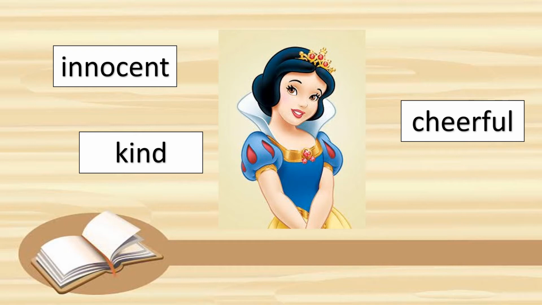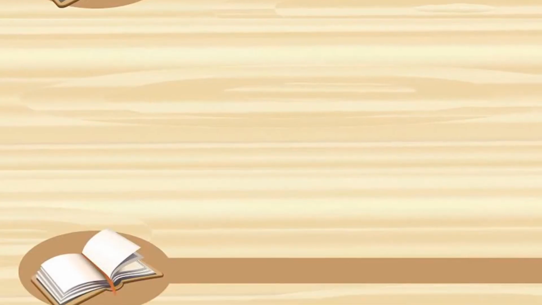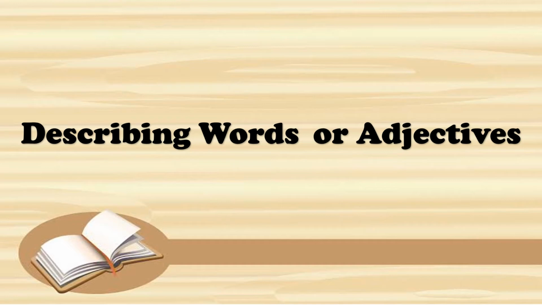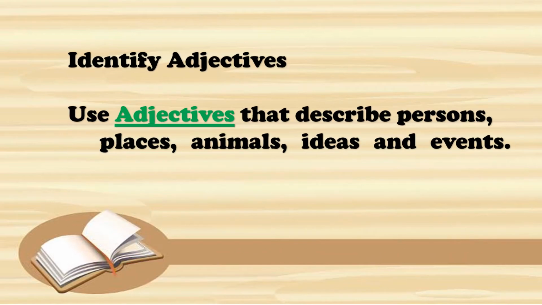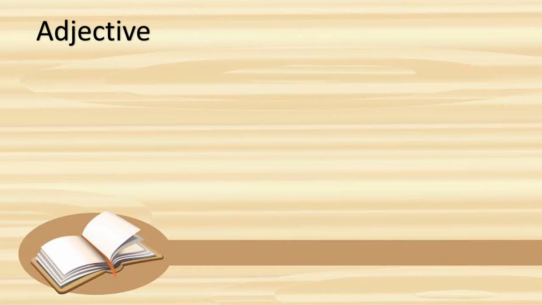I asked this of you because the topic that we are to discuss has something to do with describing words, which we call adjectives. Yes, that's it. Describing words are adjectives. So at the end, it's not only that you will be able to identify adjectives, but also to use adjectives that describe persons, places, animals, ideas, and events. So let us now start.